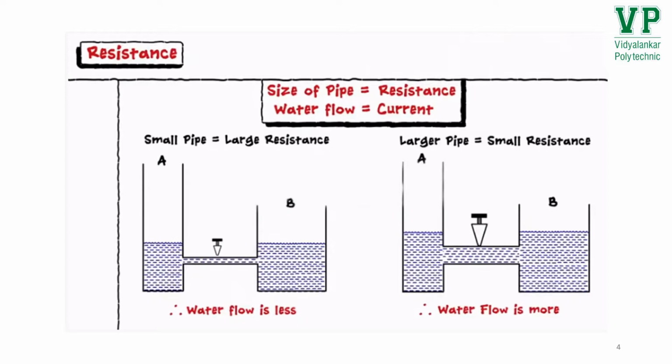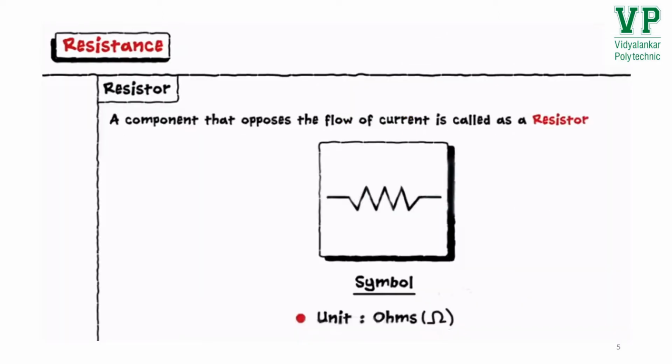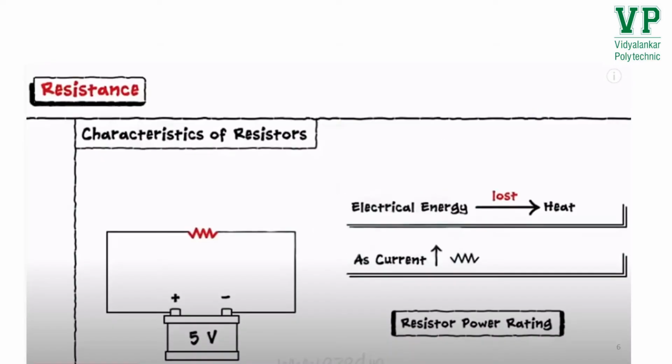Larger the pipe, smaller is the opposition, and hence the water flow is more. Whereas narrower the pipe, water experiences more resistance and the flow reduces. In the same way, in electronics, a component that opposes the flow of current is called a resistor. The symbol of a resistor is a zigzag structure as shown, and its unit is ohm.